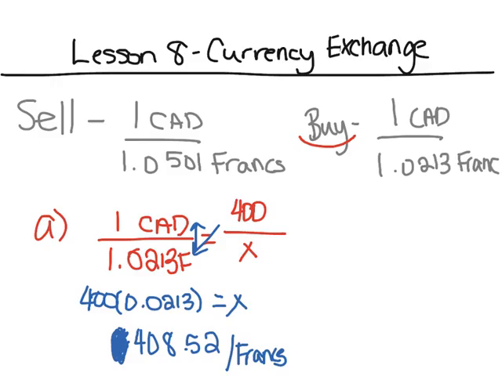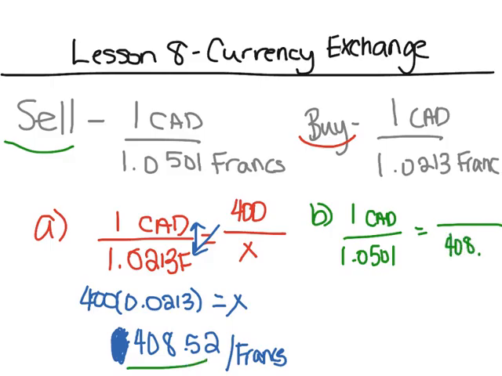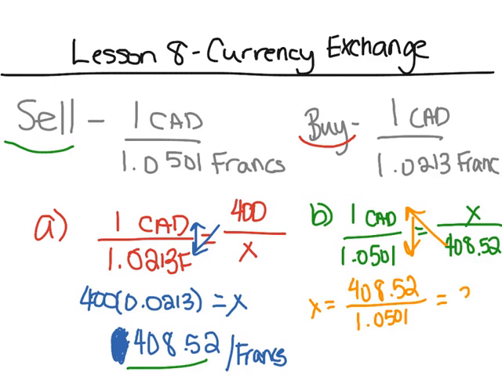Okay, now she sells them back to the bank. So she just changed her mind. Just kidding. I need to sell those back to get the Canadian dollars right now. So she's going to sell them to the bank. So 1 Canadian dollar is 1.0501, and this time we have 408.52 francs over X. So we're going to cross multiply and divide. We go 408.52 divided by 1.0501 to get $389.03. That's how much Canadian she has.